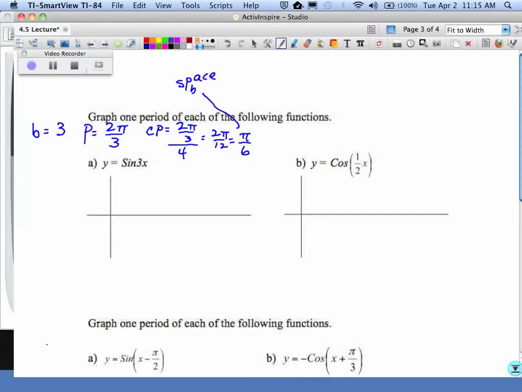Okay, so the first critical point will be sitting at 0. How far do I space to the right? Pi over 6. How far do I space to the right? Another pi over 6. So what's 1 over 6 plus 1 over 6? 2 over 6. What's 2 over 6 when you reduce? Pi over 3.